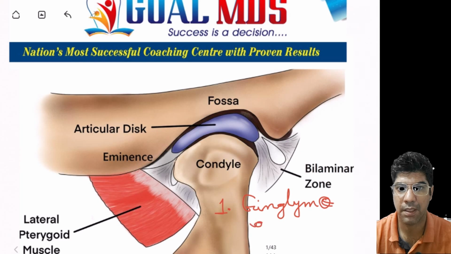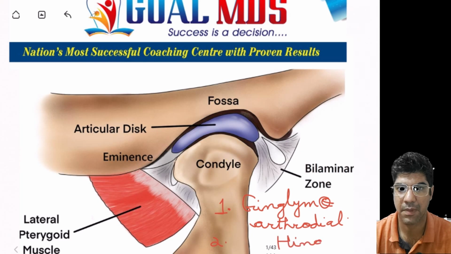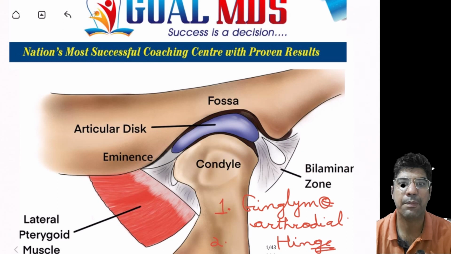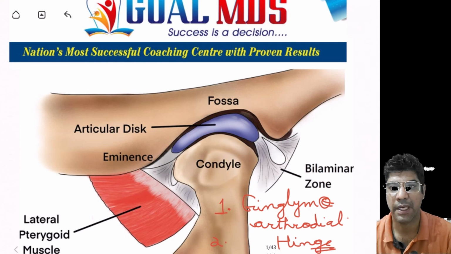gliding joint. Second, it is a hinge joint. So what do you mean by a gliding joint? It refers to the gliding aspect of the TMJ.